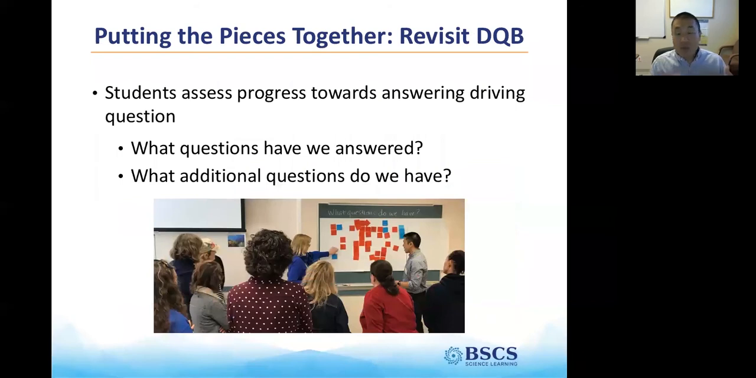And again, as a part of this putting the pieces together routine, we go back to the driving question board, where students gather around the driving question board, and we take stock as a class. Where are we in terms of answering the driving question? What questions have we answered, and literally taking those Post-its, taking them off and replacing them with the answer, or you can nest it on top as a representation of what we've learned, but also providing, again, the opportunity for additional questions to be investigated.